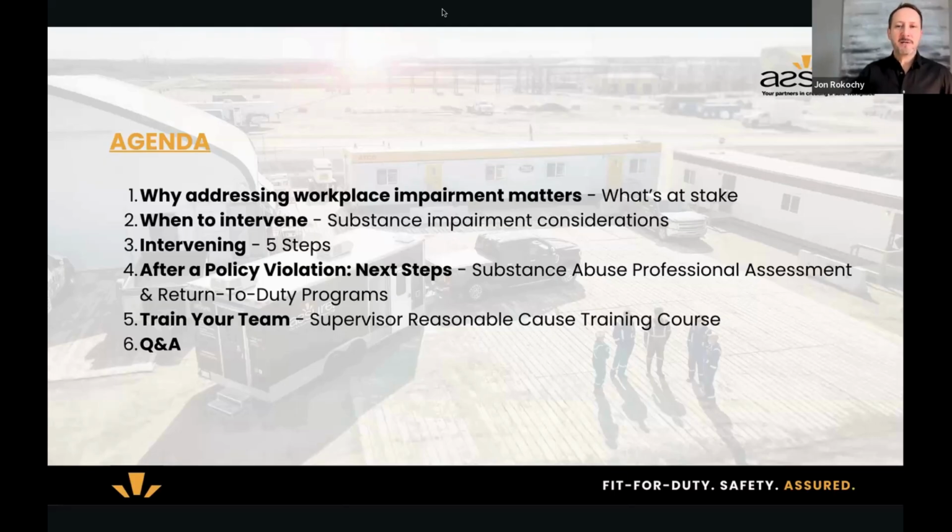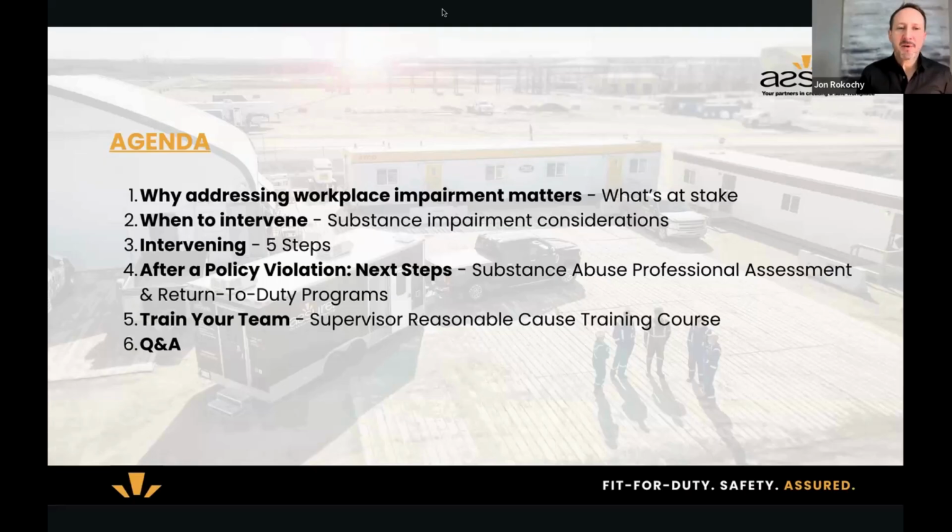Number two is when do we intervene? Some things to consider: what does impairment look like? What does it sound like? What does it smell like? It doesn't look like the same thing on every person. So we're going to give you some reminders around what substance impairment can look like, and the five steps of a reasonable cause intervention, which comes from our supervisor reasonable cause course.